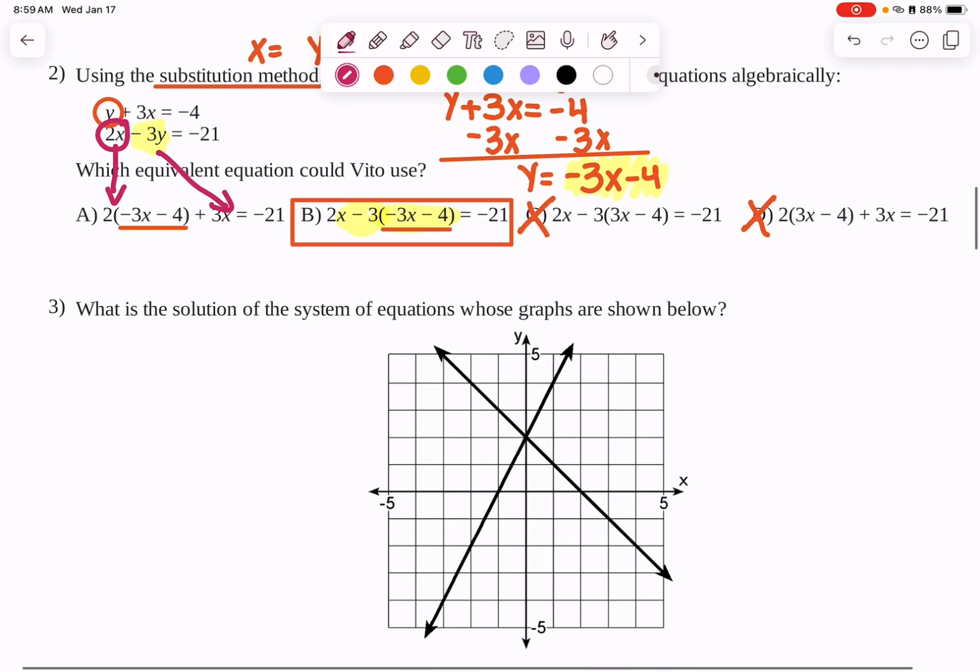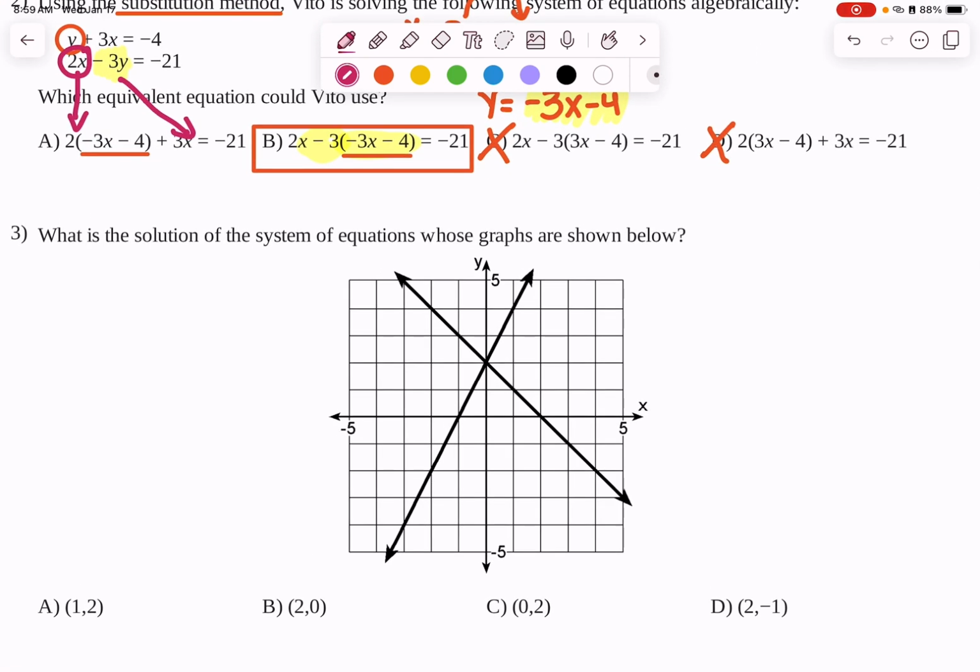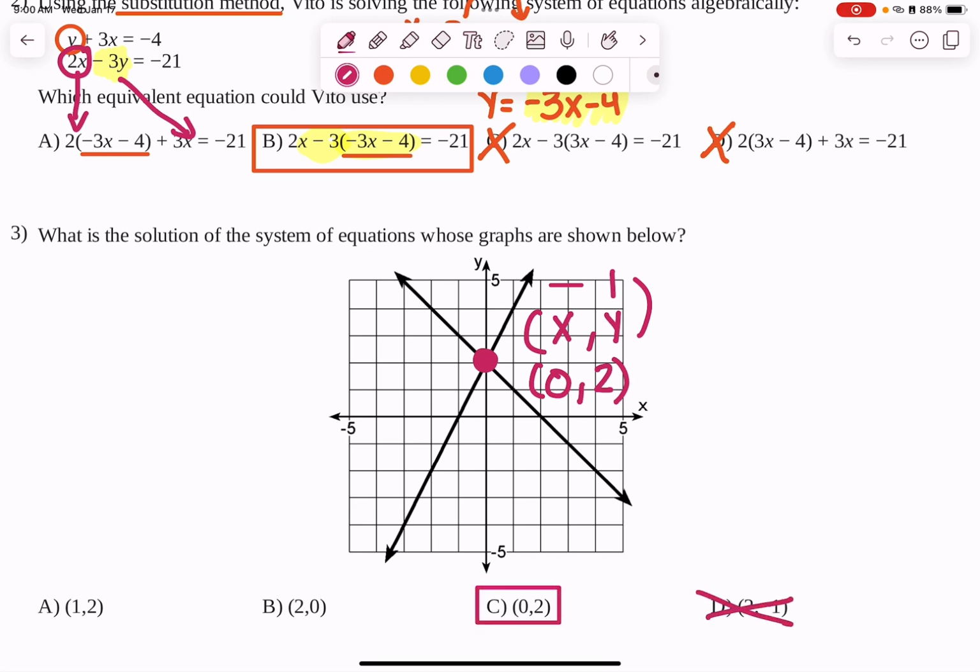Now, question 3 is an example of graphing. It says, what is the solution of the system of equations whose graphs are shown below? So they graphed it. And then they're seeing where the point crosses. Remember, we look left to right for x, and then we look up and down for y. They didn't go left or right, so that would be 0, but they did go up 2, so 0, 2. I know my answer would definitely not be D because I don't see that they went down at all. But answer choice C makes the most sense. They didn't go left or right, they just went up 2.